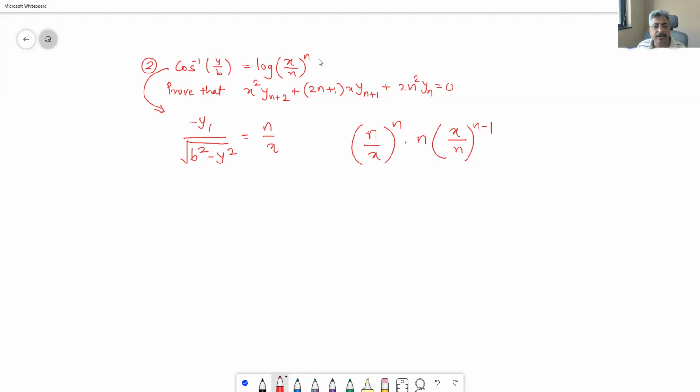Okay, that is the derivative of this quantity, and then the derivative of the inside one is 1 upon n. If you multiply all these three, because this and this are reciprocals of each other, only n by x is left, and n gets cancelled, that makes it n by x, which implies x y1 with negative sign is equal to n radical b square minus y square.